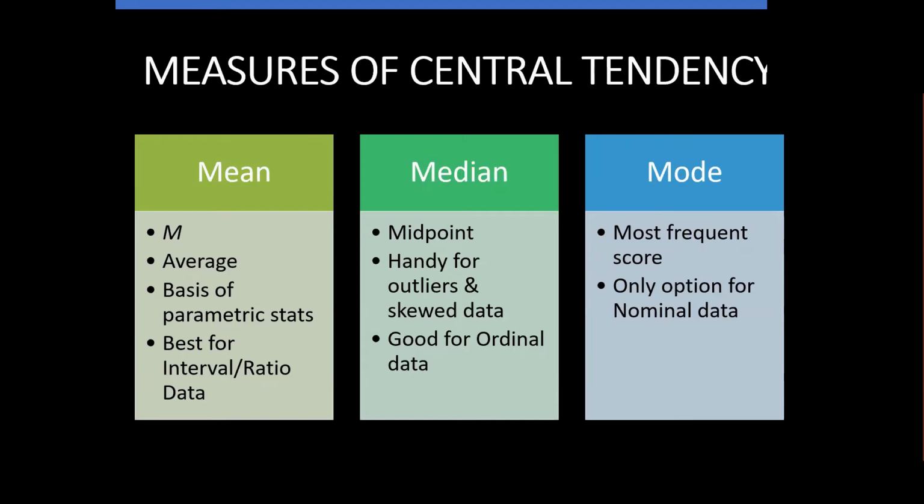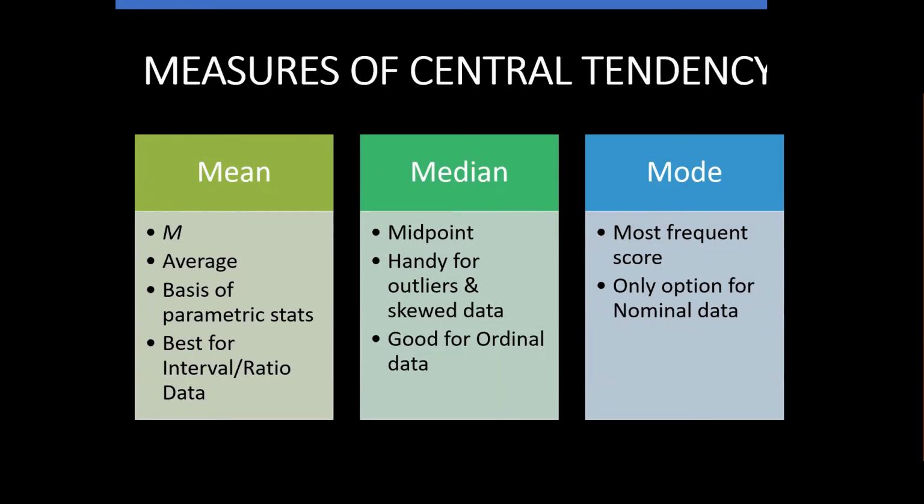You got the mean, which is represented by italicized M. That's just the average. And the mean is the basis of all parametric statistics, right? Because we're comparing means is what we're doing with parametric statistics. And it's best for interval ratio data.